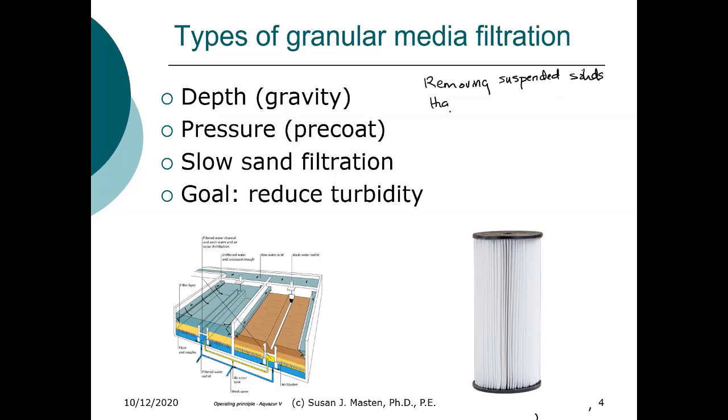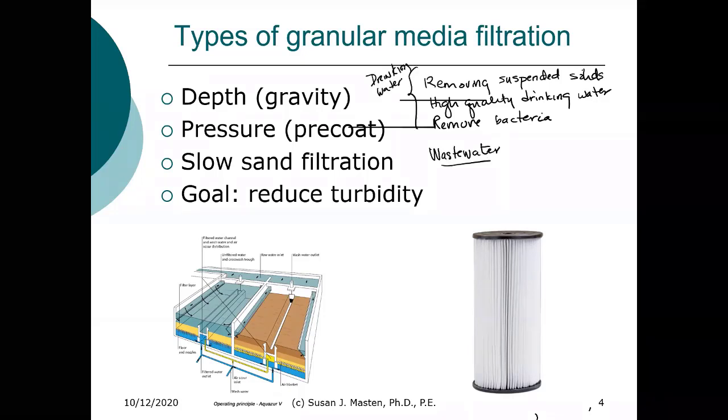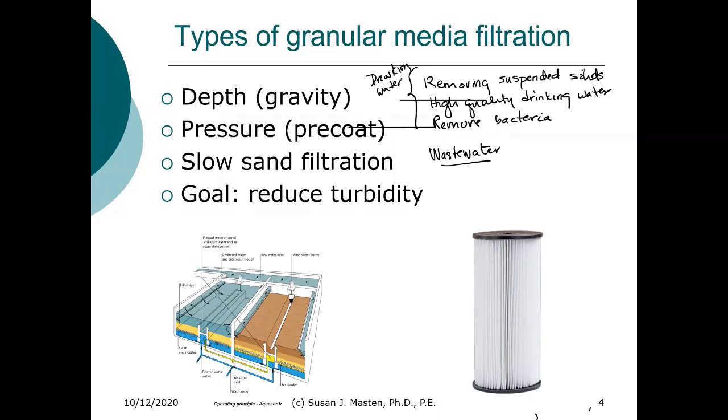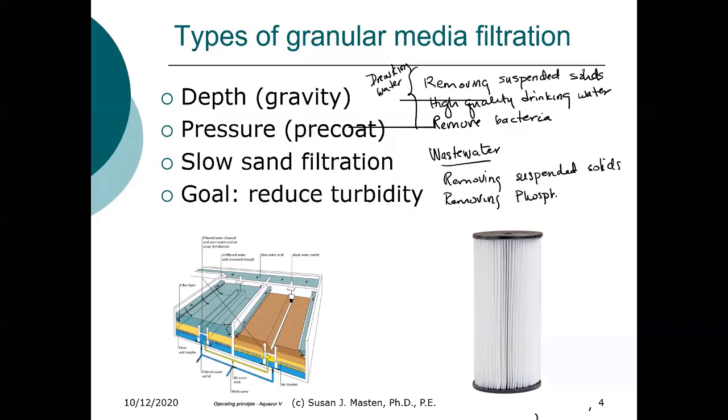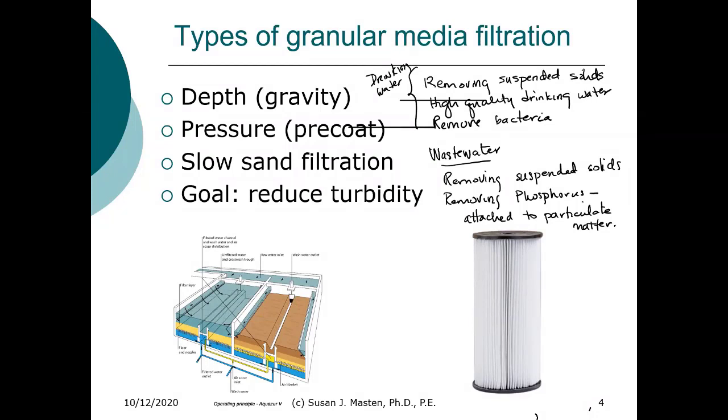We want to produce high quality drinking water, and we want to remove bacteria. So typically, in drinking water, these are the goals: removing suspended solids, producing high quality drinking water, and removing bacteria that hadn't been removed in the previous processes. If we're looking at wastewater, we're looking at much of the same, predominantly removing suspended solids. And we may also be looking at removing phosphorus that is attached to particulate matter. So those are the predominant goals. We'll talk about depth or gravity filtration, pressure filtration, and then slow sand filtration.